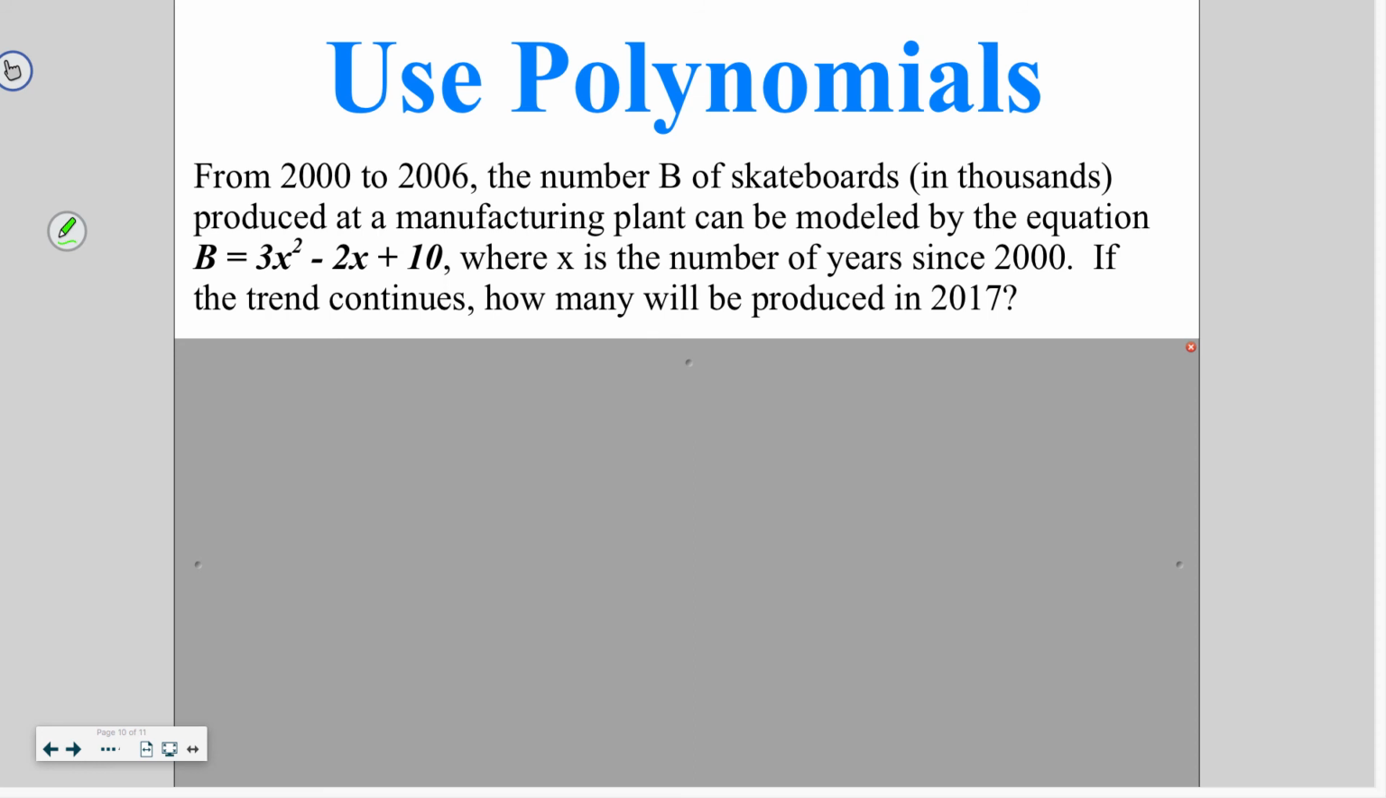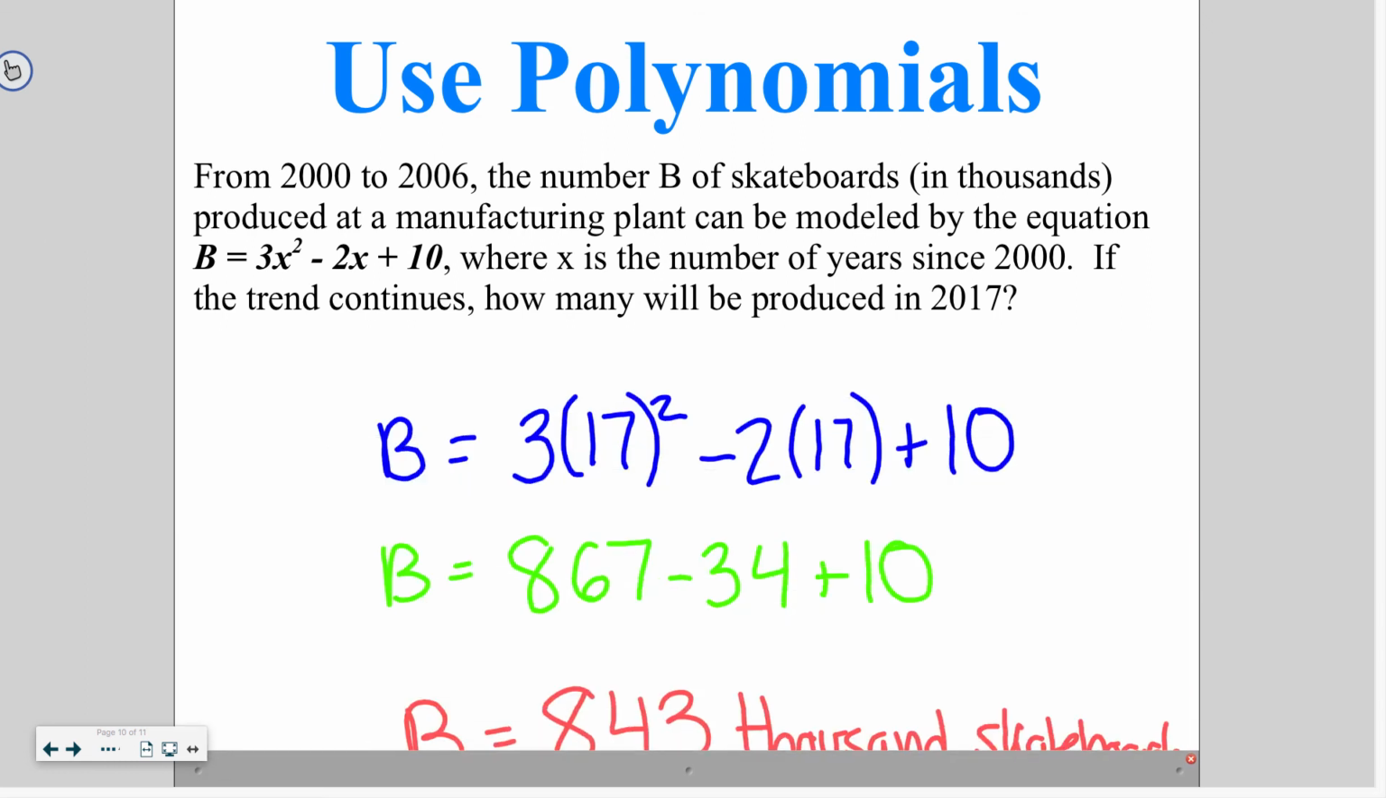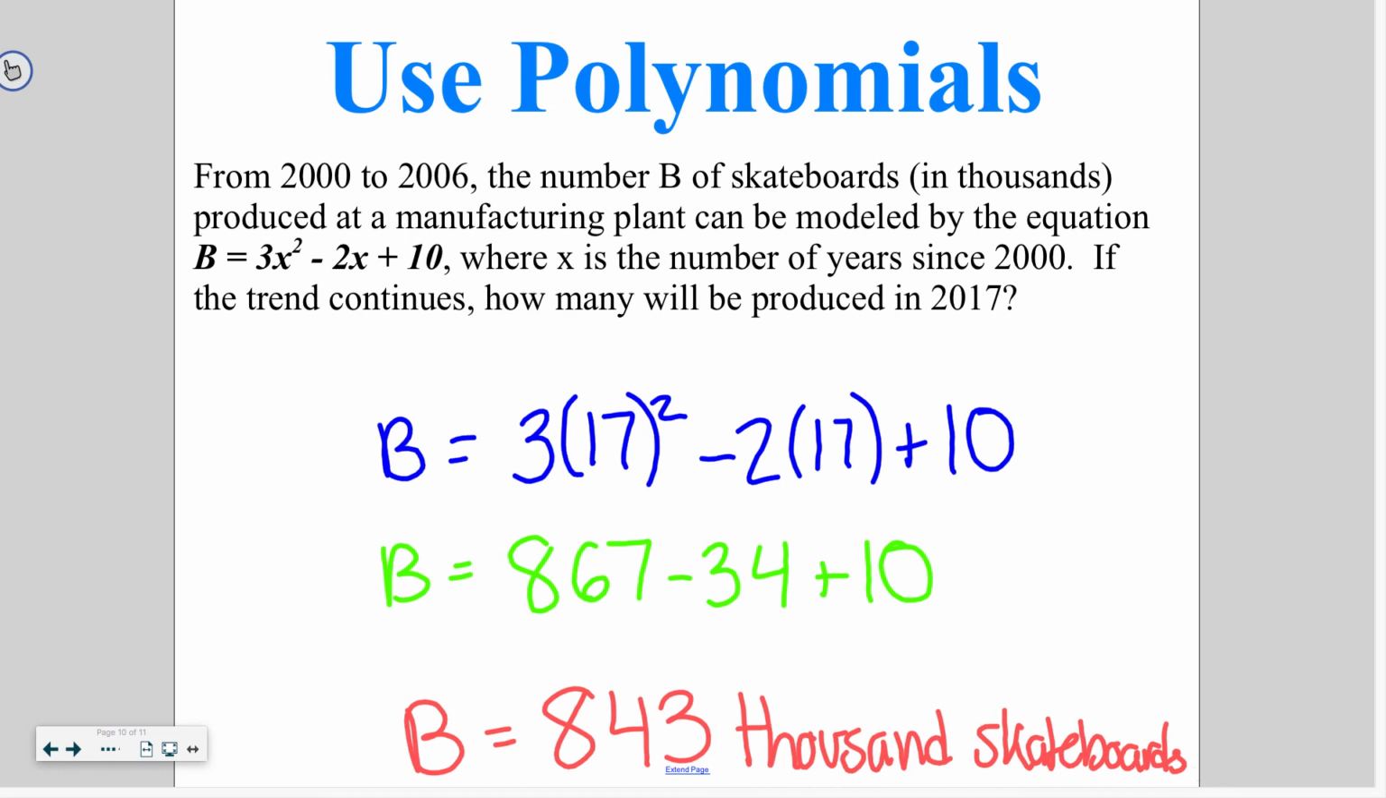Go ahead and try this one on your own to figure out how many were produced in 2017. So we plug in 17 for our number. You could take the step in the middle and figure out the solution to each part, and we end up with 843,000 skateboards being produced.